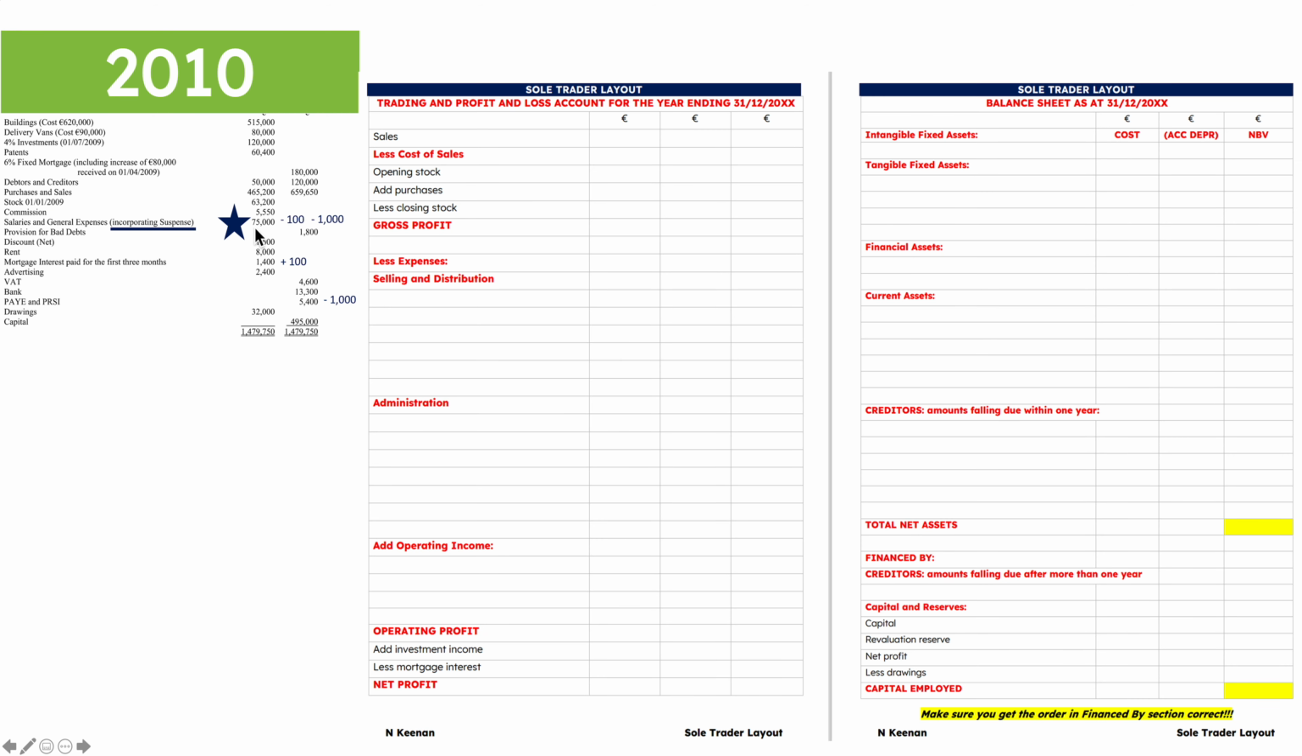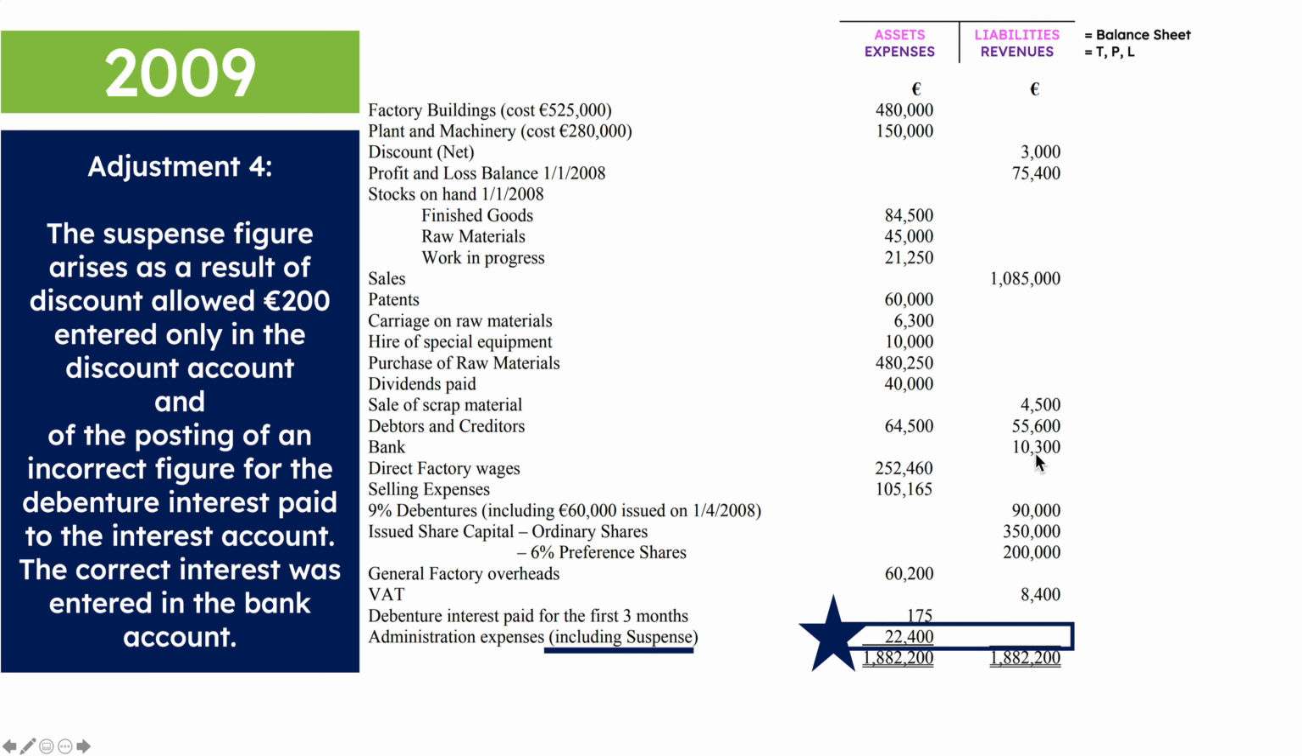So how's this going to look in the accounts? You've got your salaries and general expenses, 75,000 minus 100 minus 1,000. Your mortgage interest due is going to be the amount for the year minus 1,500 instead of 1,400. And then the PAYE and PRSI, you've got 5400 minus 1,000 there in the creditors minus 1 year.